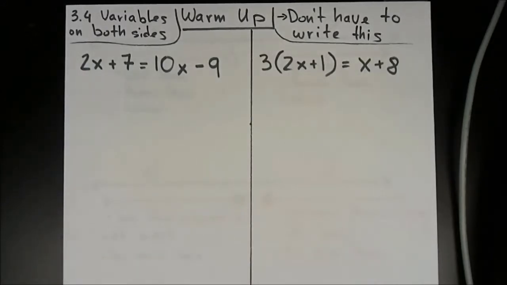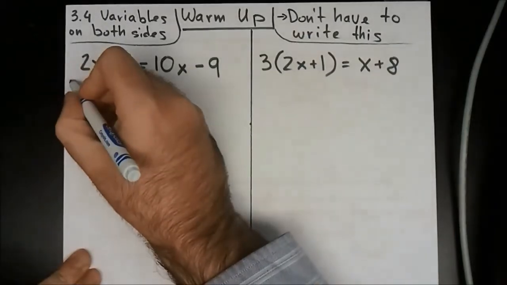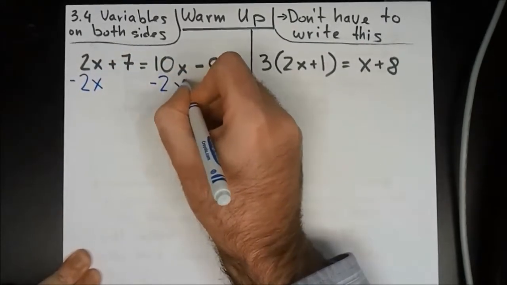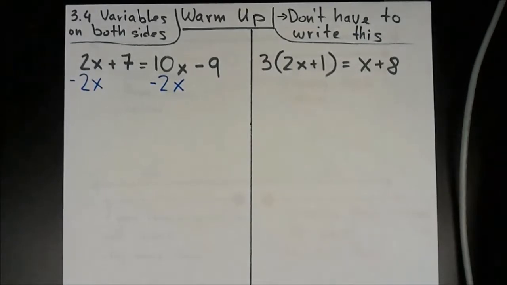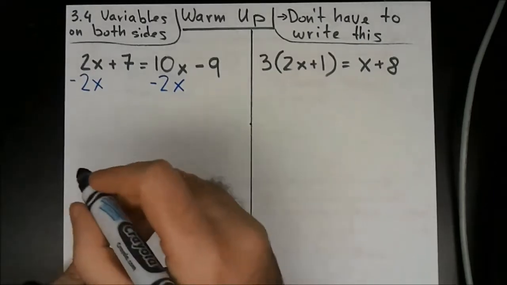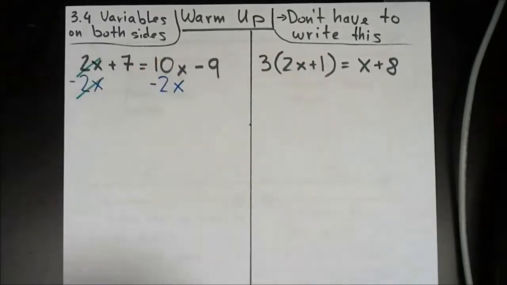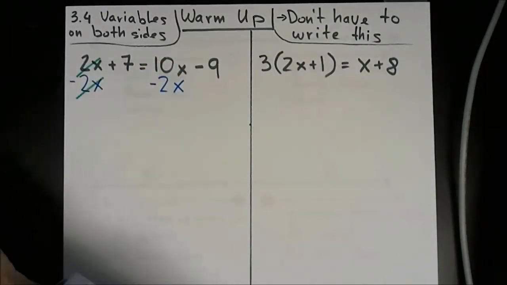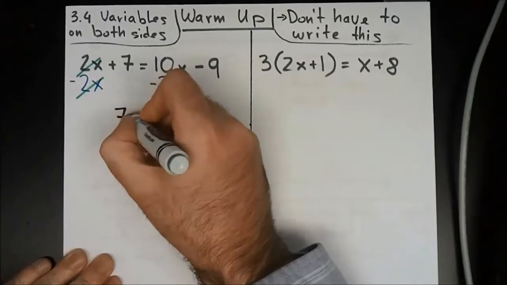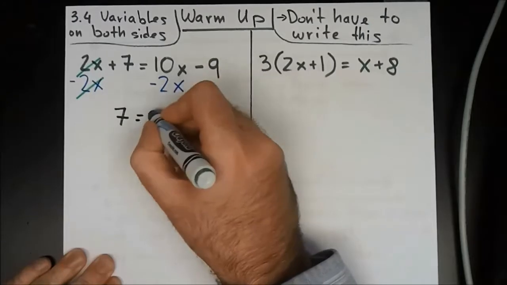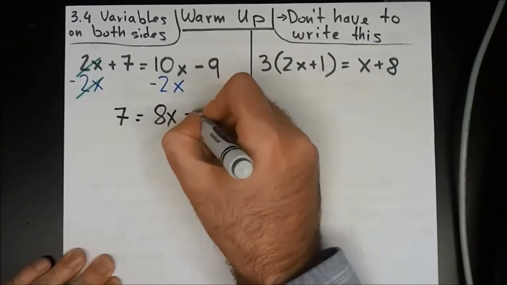How do I eliminate a 2x? By subtracting 2x from both sides, of course. And that's my first step. I'm getting rid of the x term on the left side and keeping the one on the right side. That yields, this right here is gone. 2x minus 2x is 0, just as I planned, which leaves me with a positive 7, but I'm not going to write that plus sign in front of it, equals 10x minus 2x is 8x minus 9.